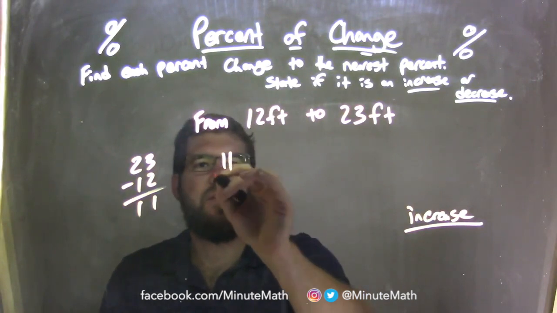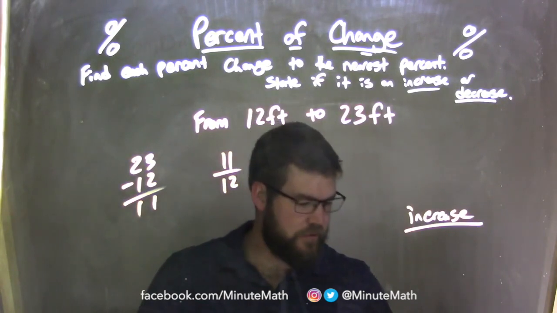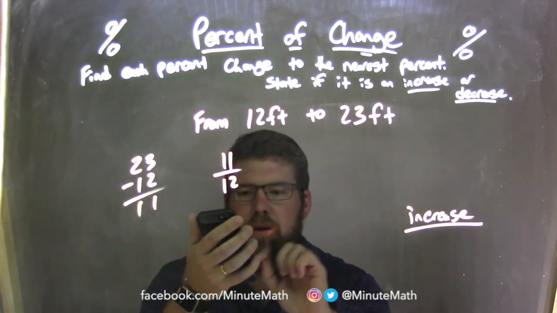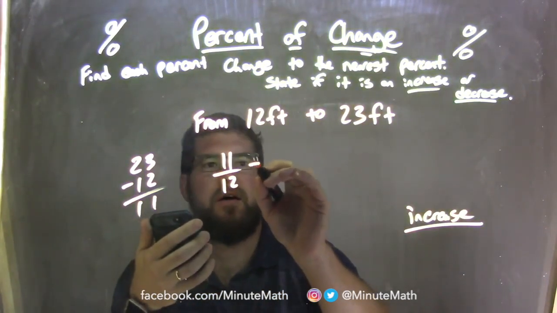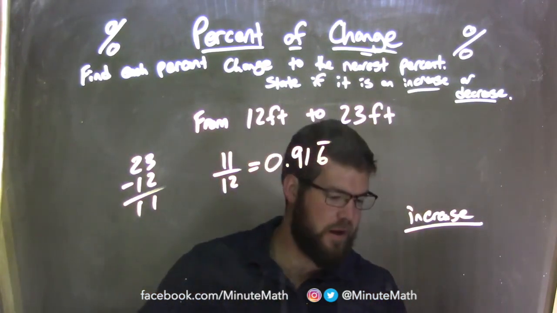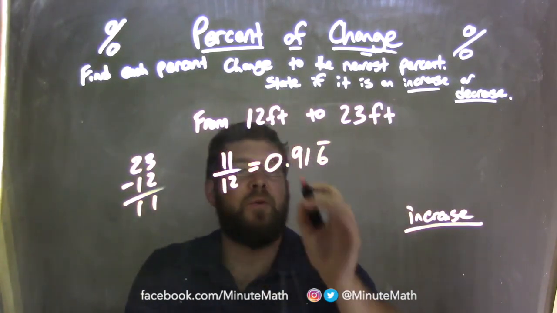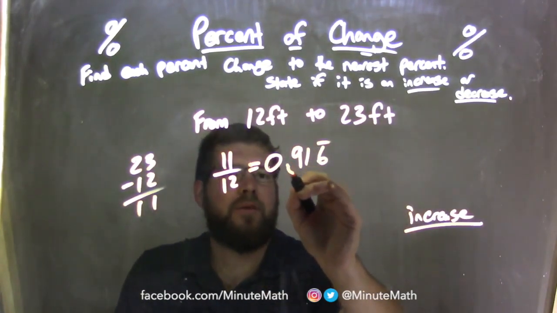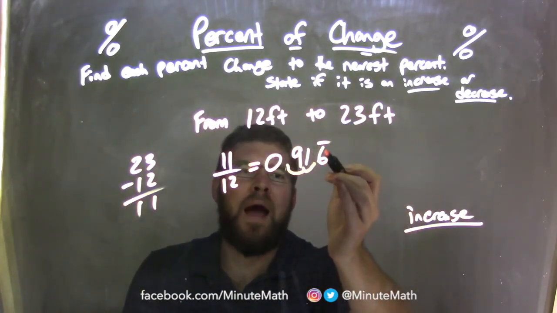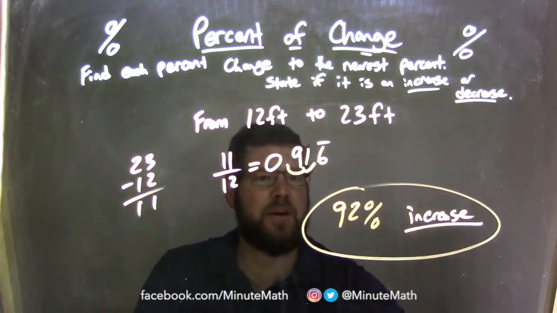We take that 11, divide it by the 12. Now we need to find the decimal of that. So we take 11 divided by 12. Our calculator gives 0.916 repeating forever, 6666666. Well, we need to make that into a percent. So 2 units, we have 91.6 repeating. That 0.6 repeating will round that 1 up to a 2. So we have a 92% increase. Okay?